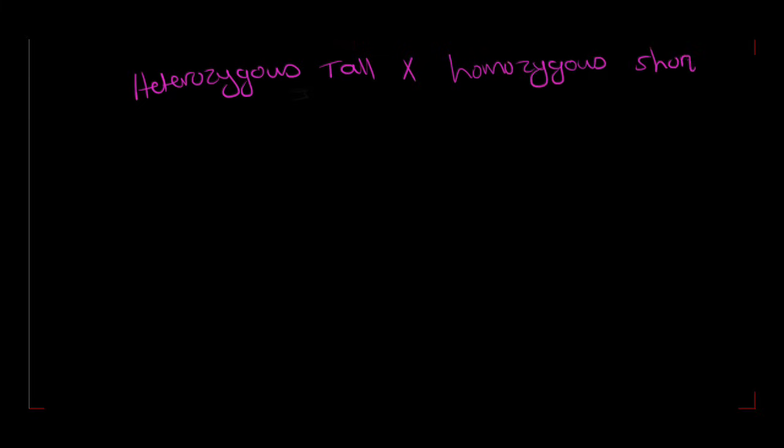So let's say, for example, they have given you a heterozygous tall plant crossing with a homozygous short plant. So we can say that this is the P1 phenotype. And then the genotype of this one would look as follows. So heterozygous tall, it would mean that the alleles look like that. Homozygous short would look like that.